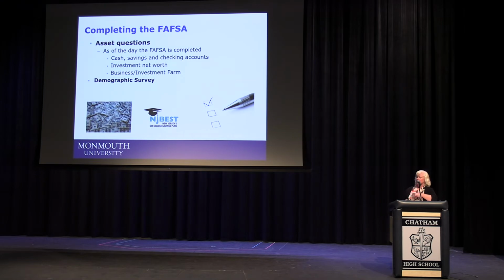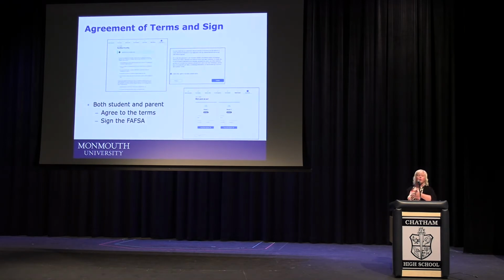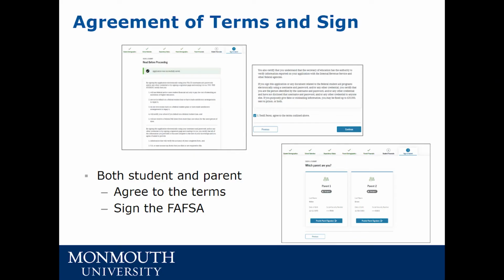And finally, the very last part before you sign is going to be a short 4-question demographic survey that should take 2 minutes to fill out, and then you will get to the part where you agree to the terms and sign the FAFSA. As I said in the beginning, both student and parent need to sign the FAFSA.